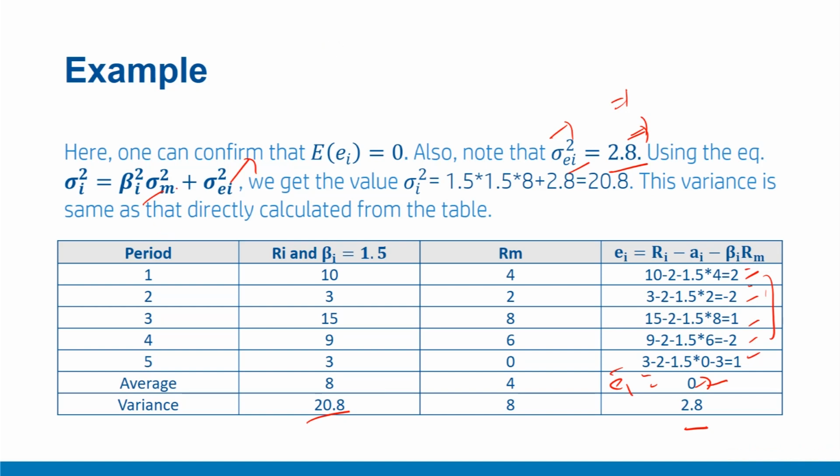Market part of risk is beta i square times sigma m square, which can also be computed. For sigma square m, you can compute the variance of the market using these values, which is 8 here, and then multiply it by beta square, which is 1.5 into 1.5 into 8, plus 2.8, which is 20.8, which we computed indirectly and also directly, and the numbers are matching.